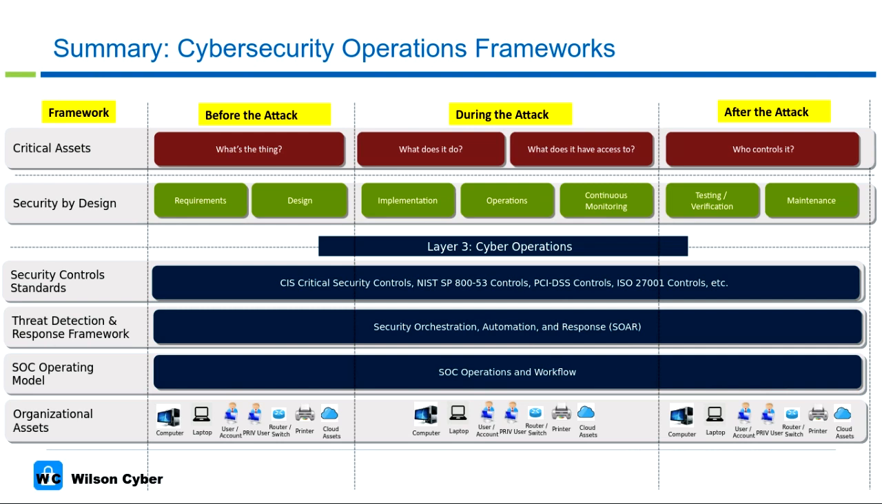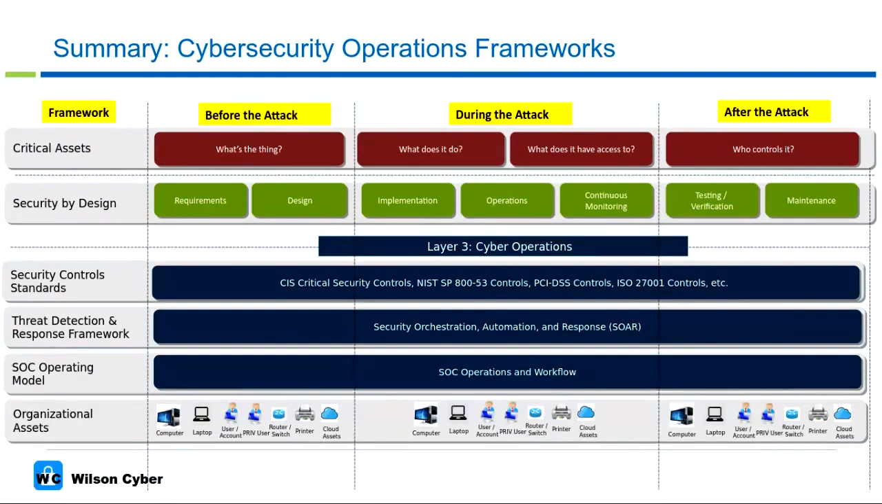So to summarize security operations frameworks, again, this is the operational layer, layer 3, cyber operations. We're still focusing on the critical assets and security by design. The critical assets: what's the thing, what does it do, what does it have access to, who controls it. And security by design are requirements to design upfront, in this case at the operational level: implementation, operations, monitoring during the attack, testing, verification, maintenance after the attack. The control standards include CIS controls, NIST 800-53 controls, PCI controls, ISO 27001 controls, and other control standards.